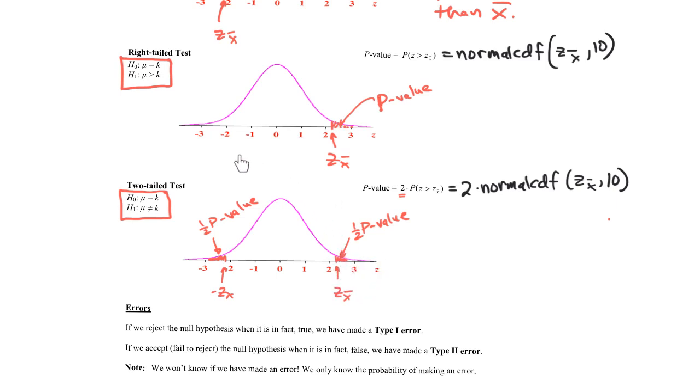So every time we have a hypothesis test, we're going to have one of these 3 alternate hypotheses, one of these 3. And then this is what you do each time. You use normal CDF each time because we're finding the area under the curve.